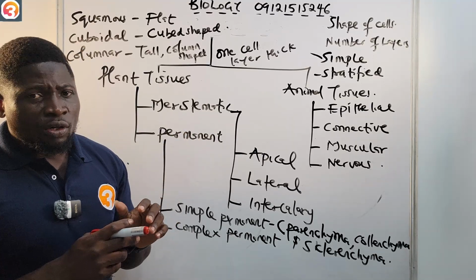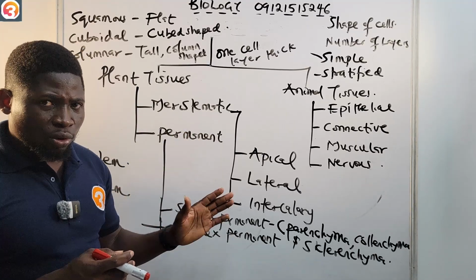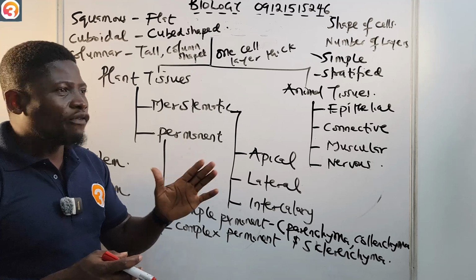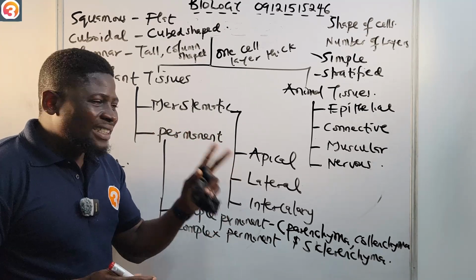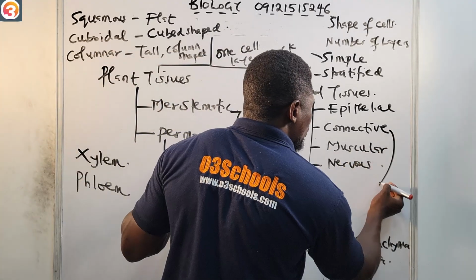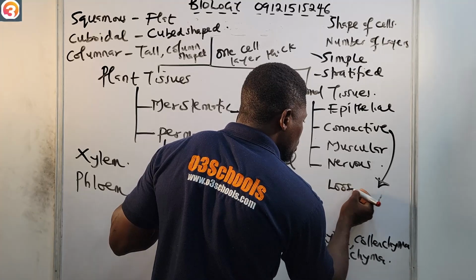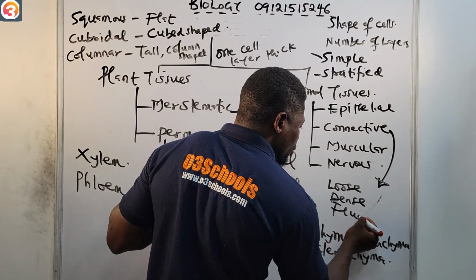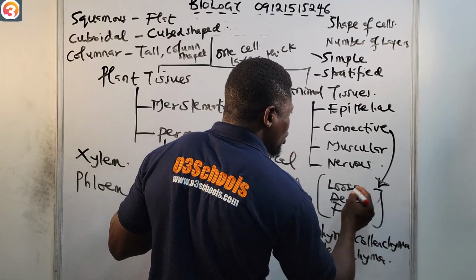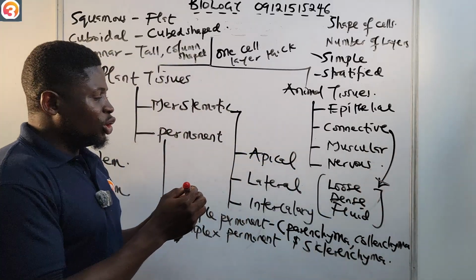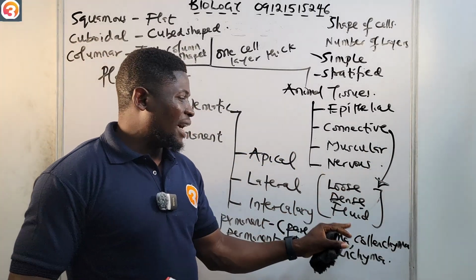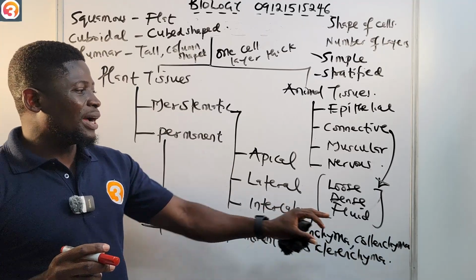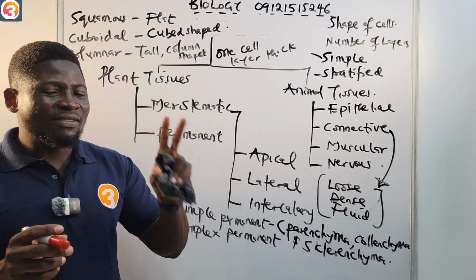Now when it comes to connective tissues, there are three types. One, we have loose. We also have dense. Then we have fluid. These are the three types of connective tissues: the loose connective tissue, the dense connective tissue, and the fluid connective tissue.